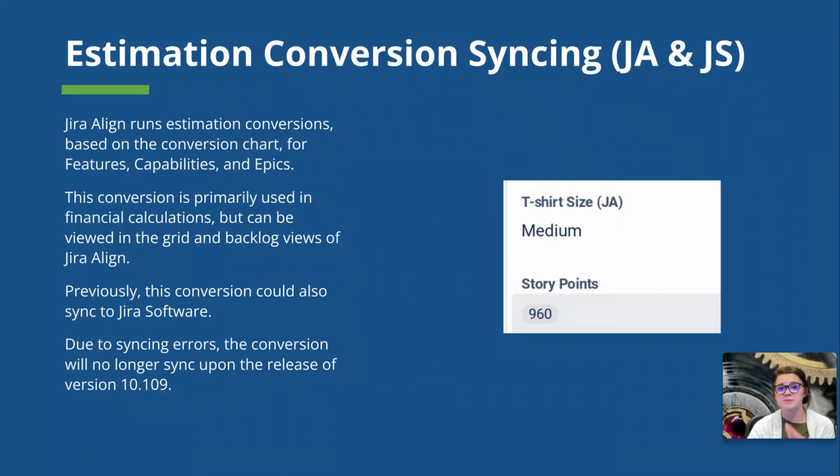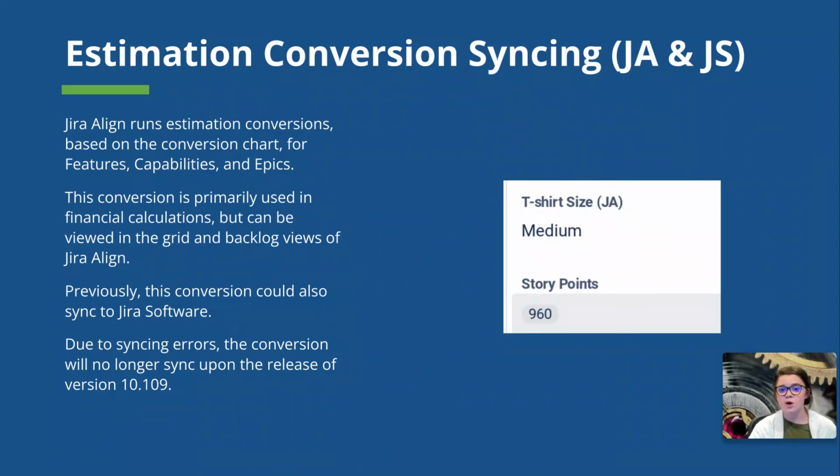And if you continue to update that estimate in Jira Align with the t-shirt size field, it will not overwrite any data in the story points field. If you need to view the conversion between these two values, you can still do so in the grid and backlog views in Jira Align.